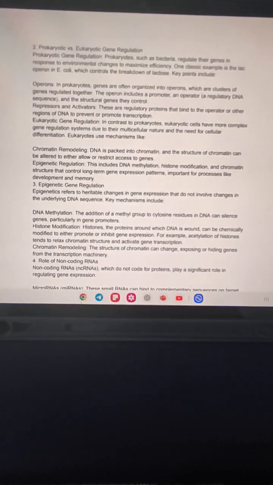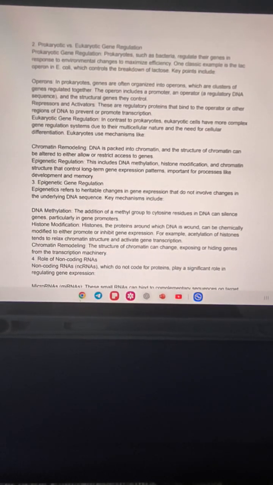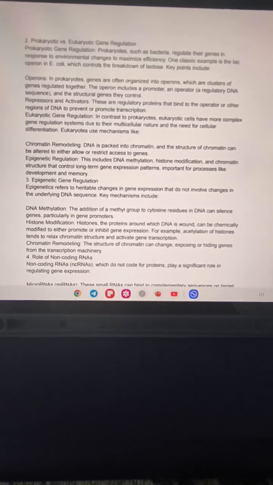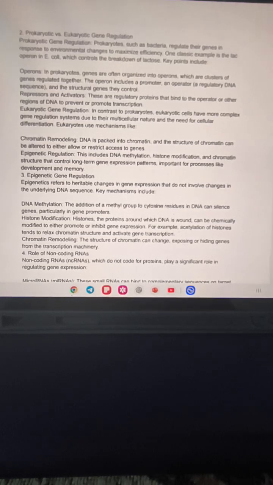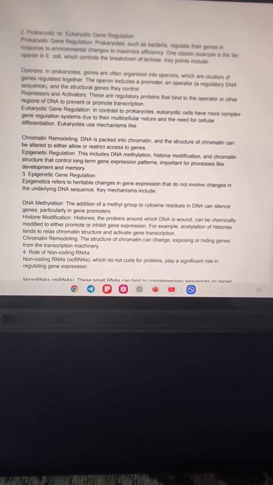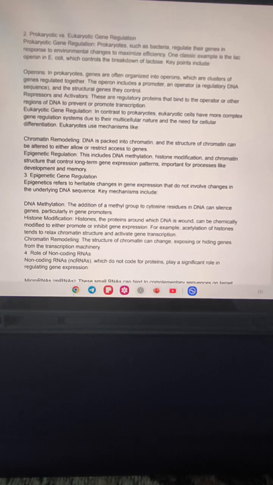Eukaryotic gene regulation: compared to prokaryotes, eukaryotic cells have a more complex gene regulation system due to their multicellular nature and need for cellular differentiation. Eukaryotes use mechanisms like chromatin remodeling, epigenetic regulation, etc.